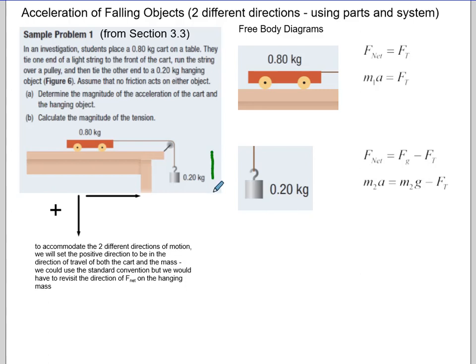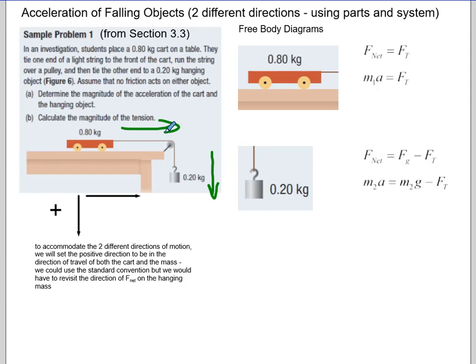The mass goes down, the cart has to go to the right. Those are the only options. If we changed it and the cart went to the left, then the mass would have to go up. What we can't have is the cart going to the right and the mass going up, because that would be some sort of magic. We can't have the cart go to the left and the mass go down, because that would mean the string broke or something along that line.